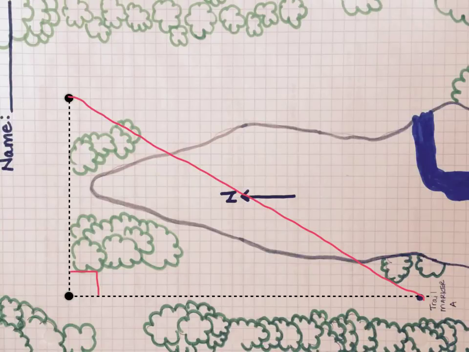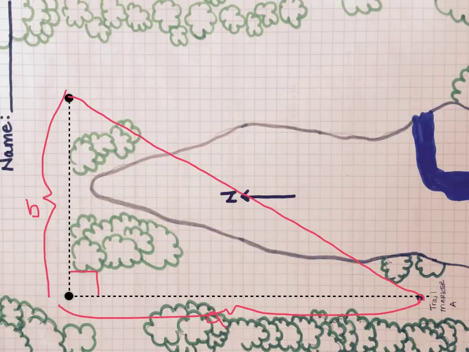If this down here is A and this is B, we know the distance from here to here. That's our distance traveled from number 2. And we know from here to here, that's the distance traveled we just did. If we know two legs of a right triangle, we can figure out the hypotenuse.